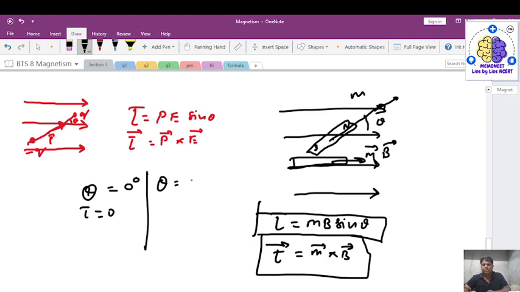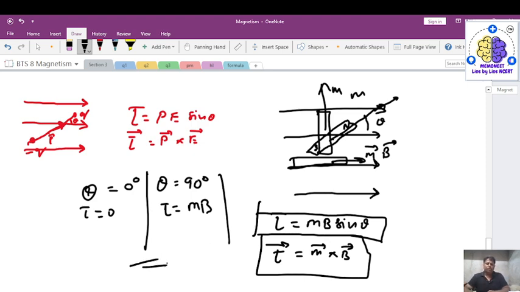For theta equal to 90 degrees, that is, a bar magnet aligned perpendicular to the magnetic field, that is, this is the magnetic moment. In this case, your tau will be maximum, that is m into B, right? So this is the torque.